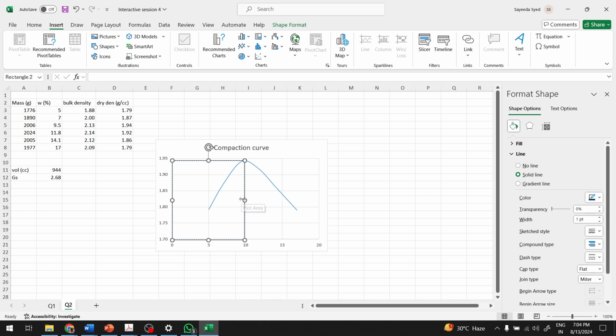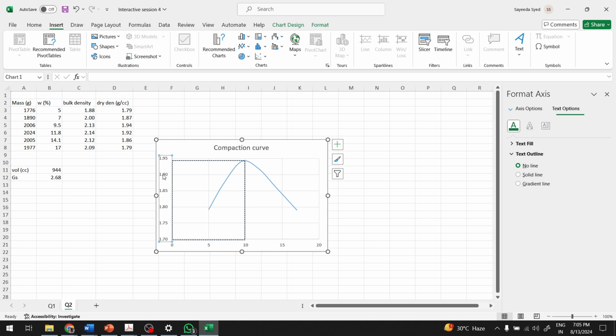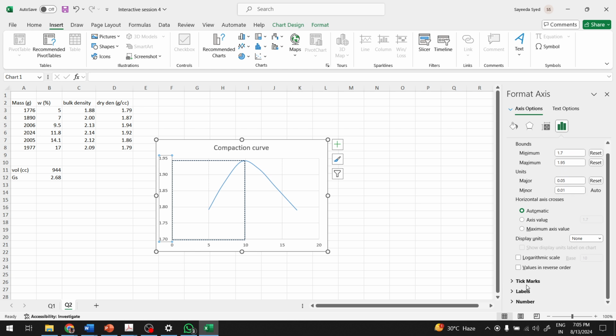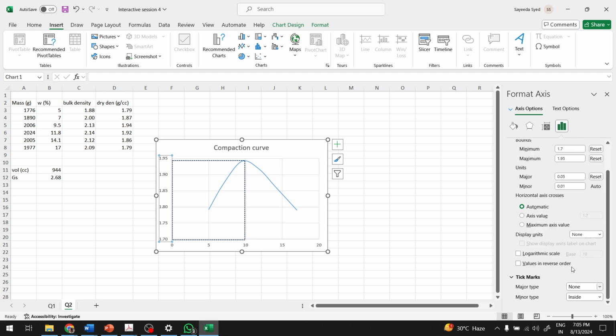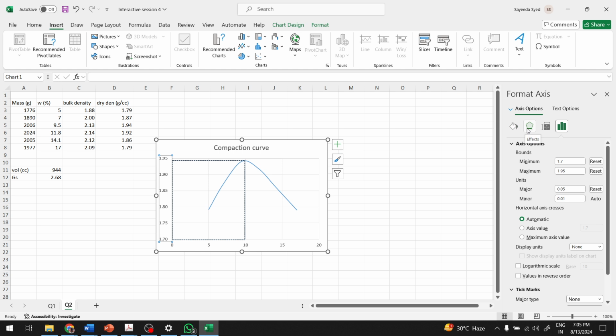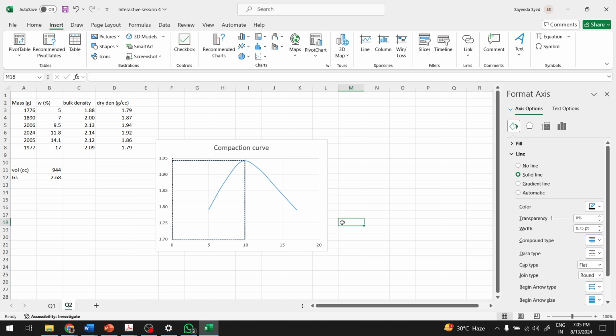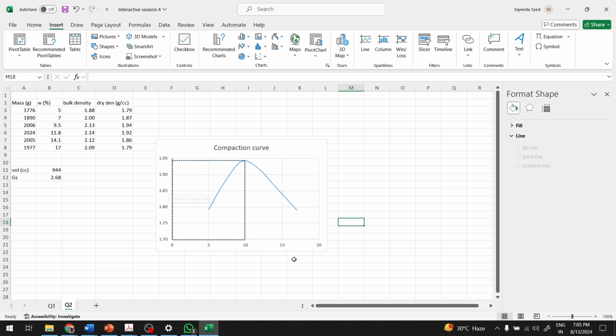So the OMC is almost 10%, and the MDD, let us draw the minor tick lines so that we can see better. Tick marks, minor, inside. Okay, now color of tick marks, black. Can we see?